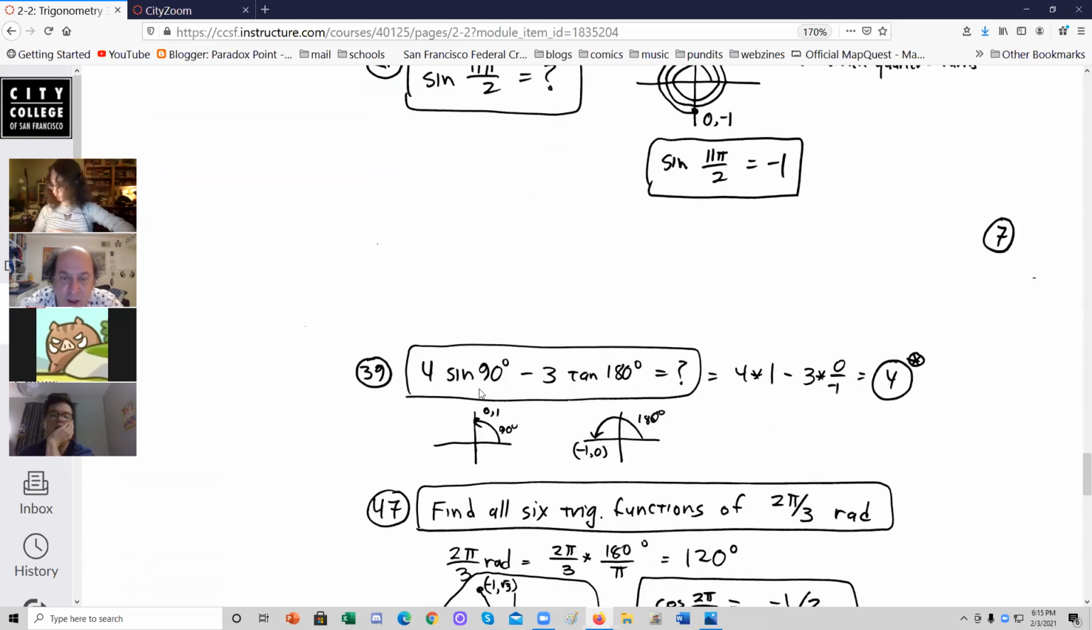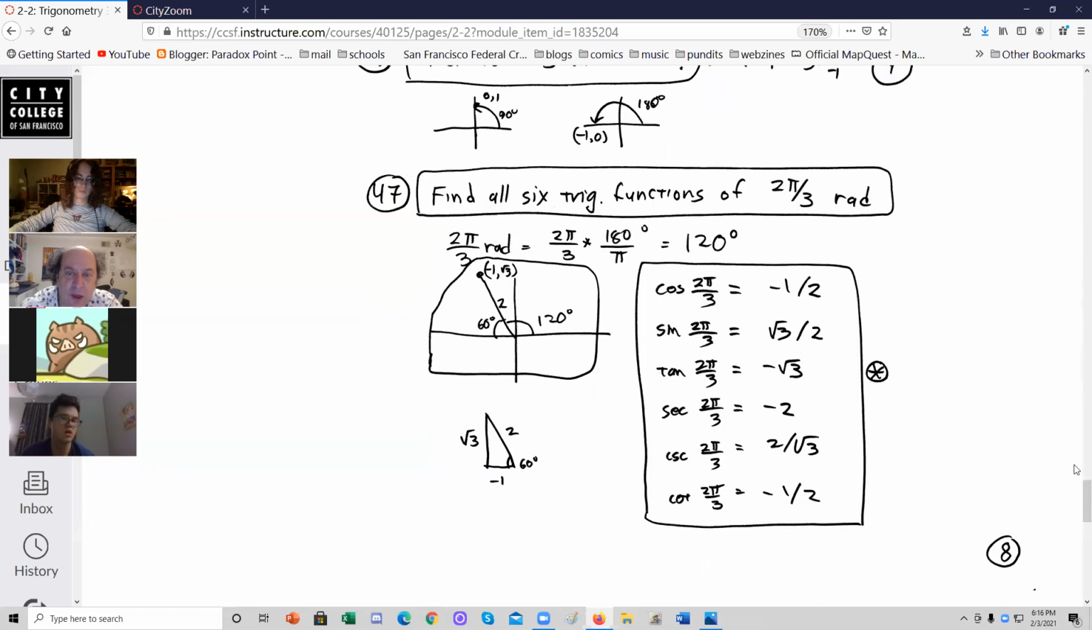Here we have the expression 4 sine 90 degrees minus 3 tan 180 degrees. What's that? Okay, for sine 90 degrees, we do a quarter turn here. So what is sine of 90 degrees? Read it off of this. 1. That's correct. So 4 times 1, minus 3 tan 180. We go around 180 degrees to -1, 0. And tangent is y over x, 0 over -1. So we have 4 times 1 minus 3 times 0 over -1. This cancels. This gives us 4. So it's 4.